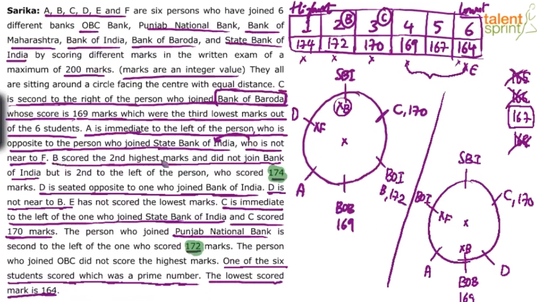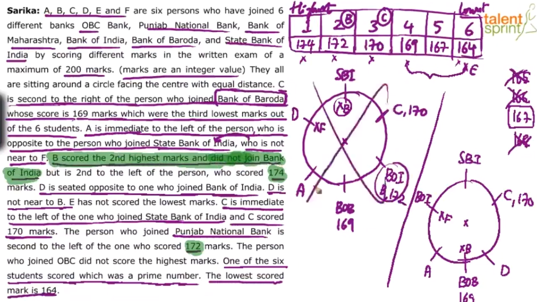First case is eliminated. B scored second highest marks, did not join Bank of India. Look at this. B scored second highest, he did not join Bank of India. According to case 1, we are getting B in Bank of India, which is against this statement. B did not join Bank of India. So first case is wrong.